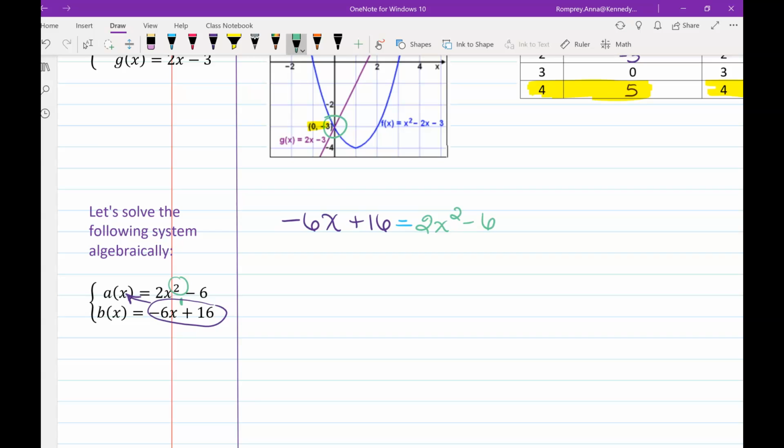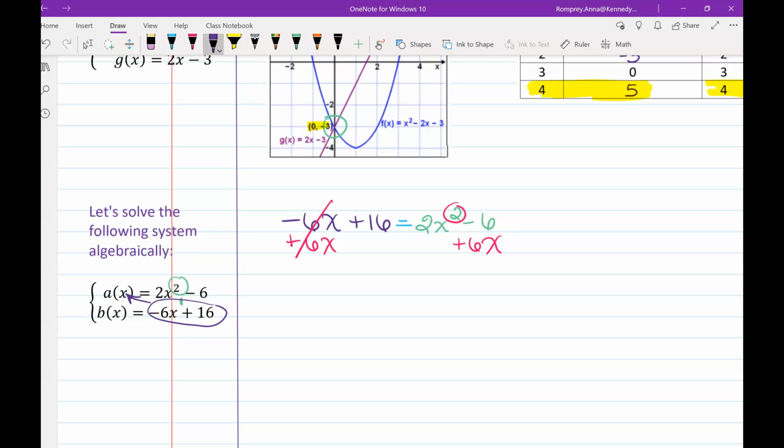minus 6. Okay, so first I need to establish what I am solving. Well, I've got a quadratic involved, so I know when I'm solving quadratics, I need to set it equal to 0. That way I can try and either factor, use the quadratic formula, complete the square, and so on. So it's a quadratic. Let's go ahead and get that set equal to 0. I'm going to add 6x to both sides.